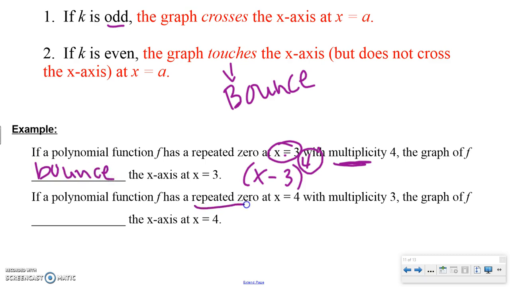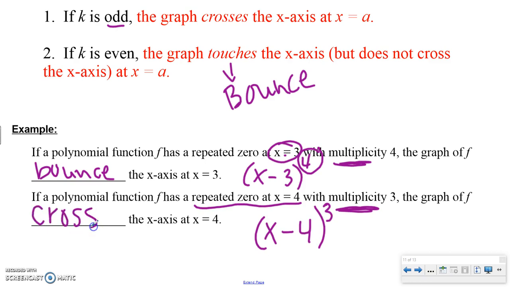The next example says you have a repeated 0 at x equals 4, but that multiplicity is 3. So if that x equals 4 is your 0, then x minus 4 is your factor. The multiplicity, the number of times that value occurs, is 3. Since 3 is odd, we know that it's going to cross when the graph reaches x equals 4.